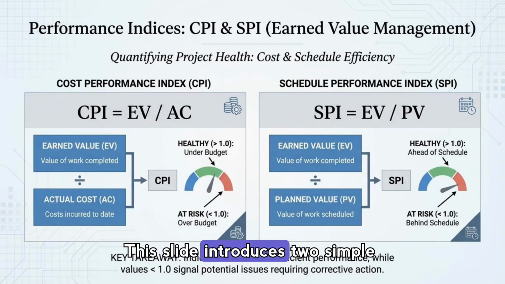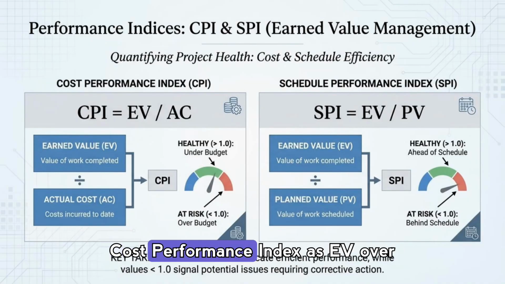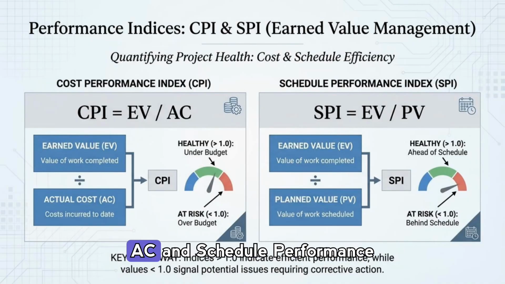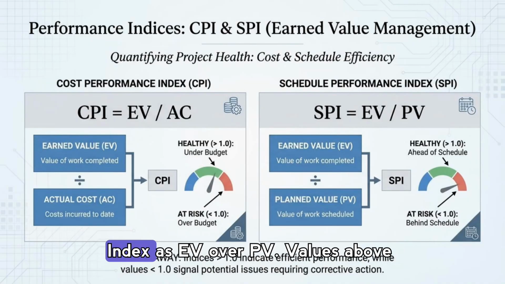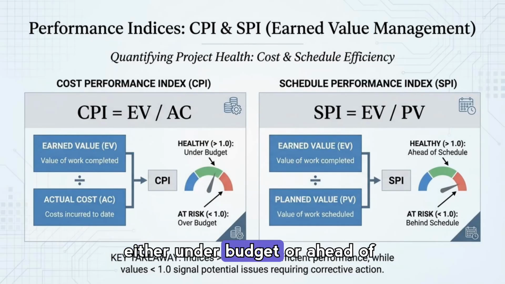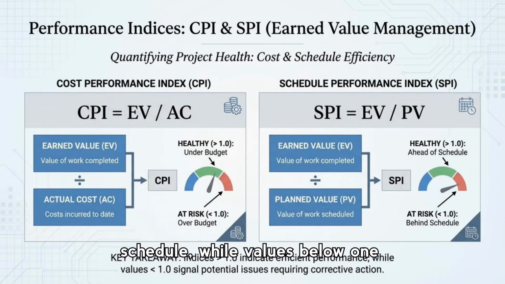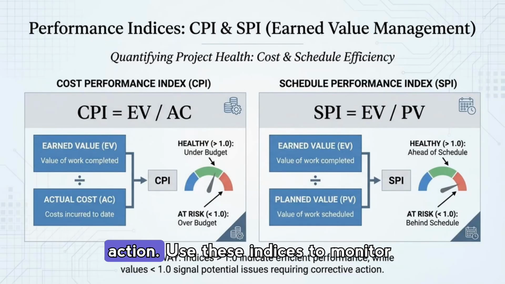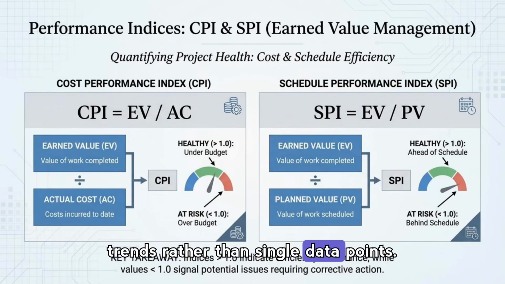This slide introduces two simple indices that quantify project health: Cost Performance Index as EV over AC, and Schedule Performance Index as EV over PV. Values above one signal efficient performance, either under budget or ahead of schedule, while values below one point to risks that need corrective action. Use these indices to monitor trends rather than single data points.